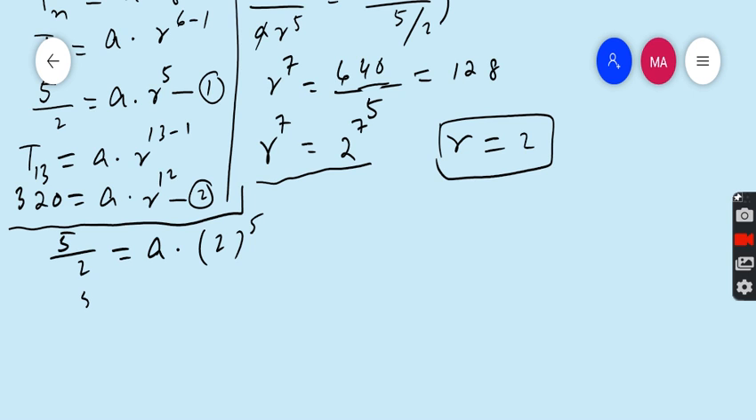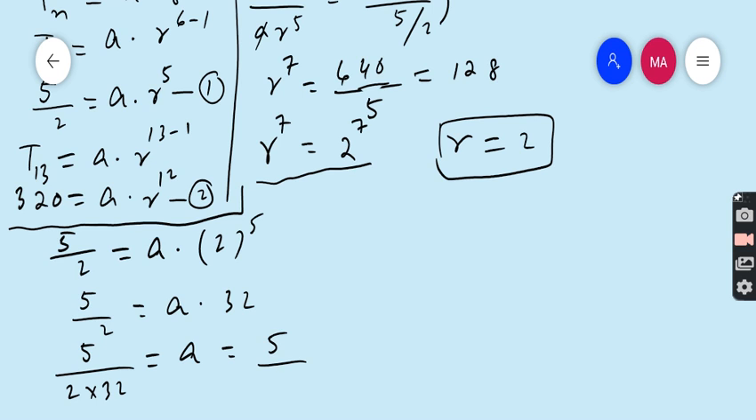So 5 upon 2 equals a times 2 to the power 5, which is 32. So 5 upon 2, this 32 should be divided and multiplied by 2. So a is 5 upon 32 into 2, which is 64. So a, the first term, is 5 upon 64. This is the second requirement.